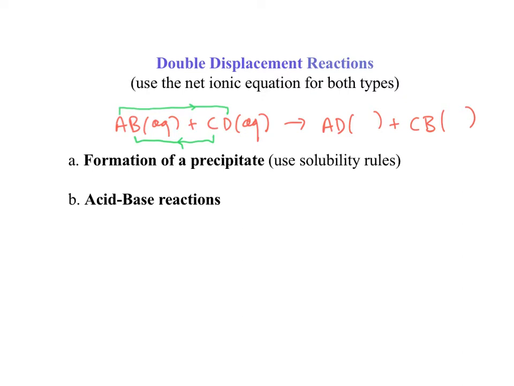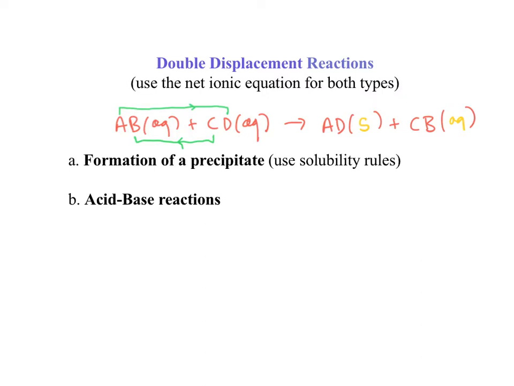In the case of the formation of the precipitate, you're going to have solid for one of them, and then it would be aqueous for the other. And it doesn't matter which one. But solid will be the formation of the precipitate. So that's the first type, formation of the precipitate. Those are also called metathesis reactions, where the precipitates are formed. These are the insoluble compounds.